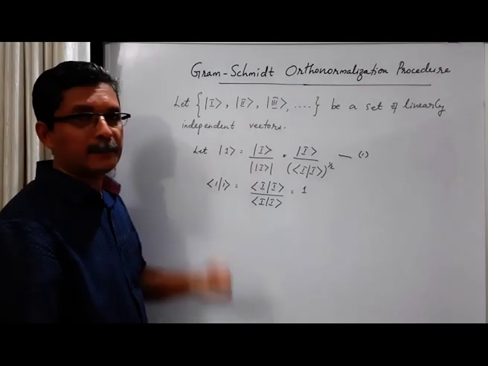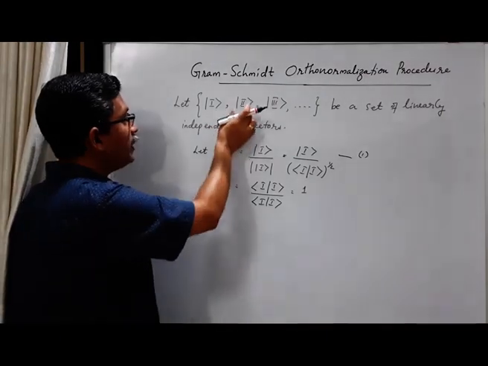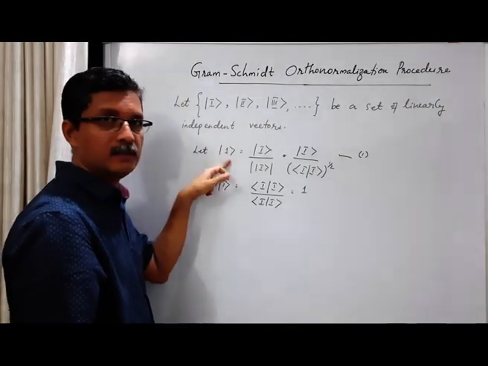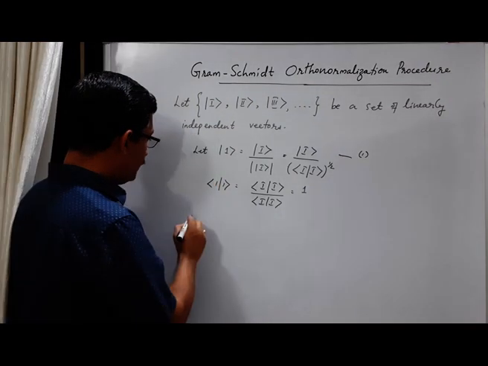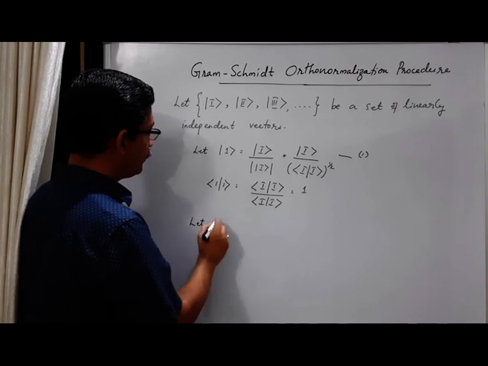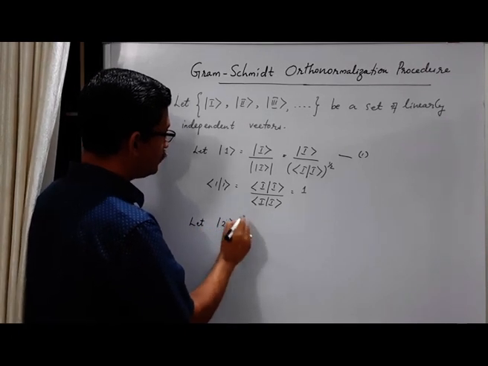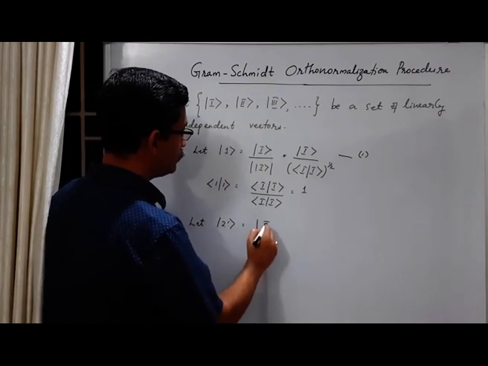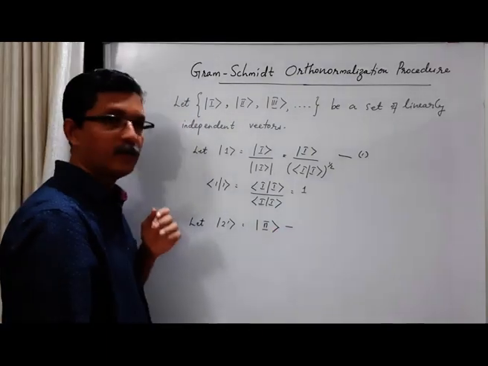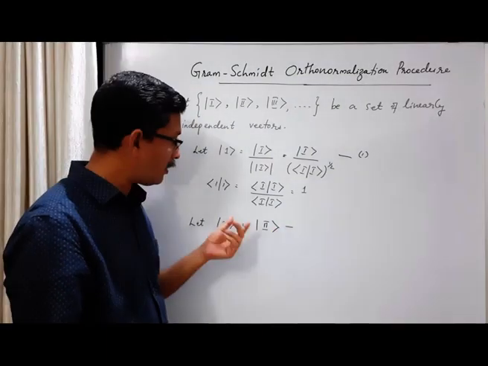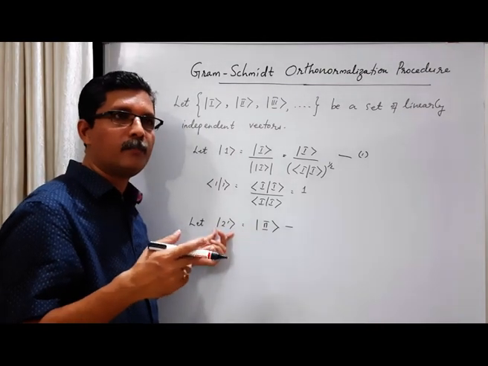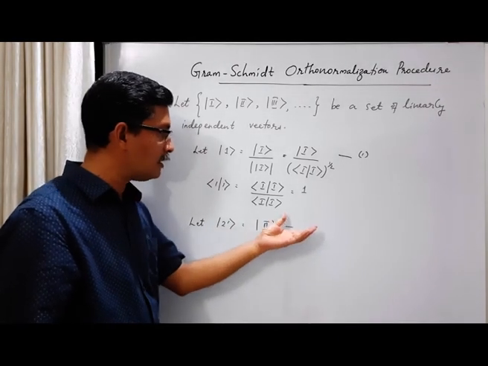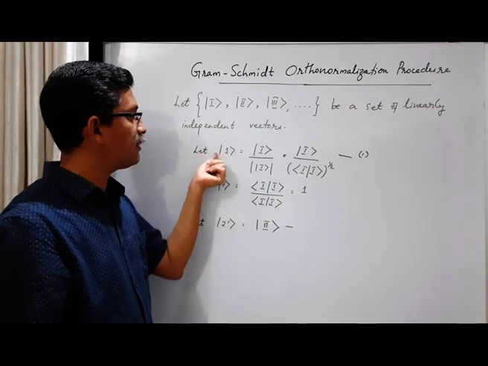Now let us look at the second vector. What you have to do is take this second vector and subtract its component along the first vector. Now the first vector is this normalized vector. So let me define it like this. Let ket 2 prime be equal to ket 2 minus its component along ket 1. I am calling this vector 2 prime. This plays the role of B perpendicular in the previous discussion. That means this is our second vector, and you have to subtract its component along the direction of the first vector.